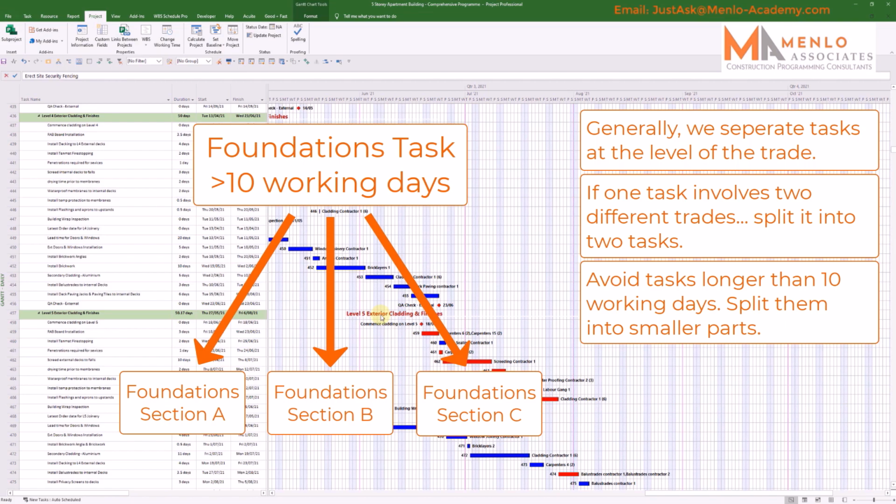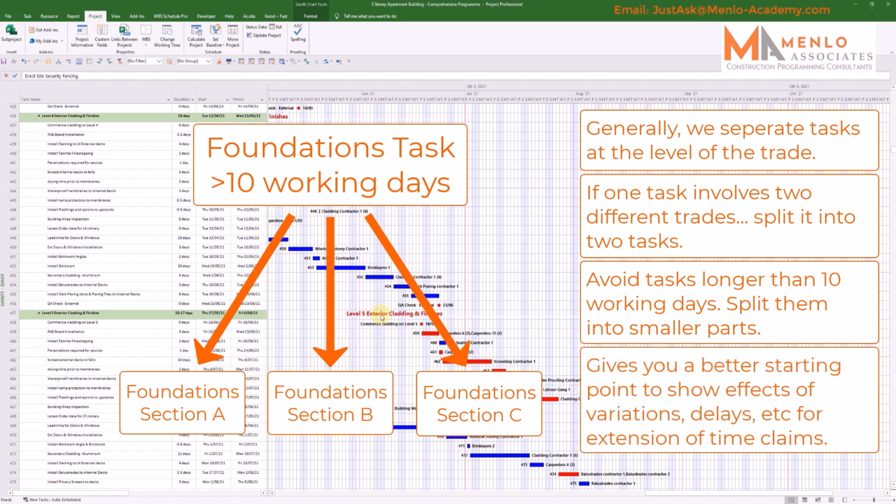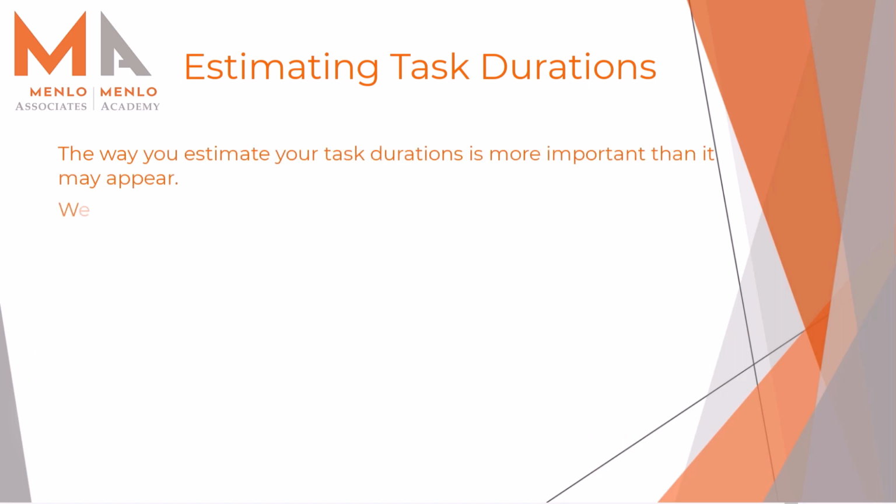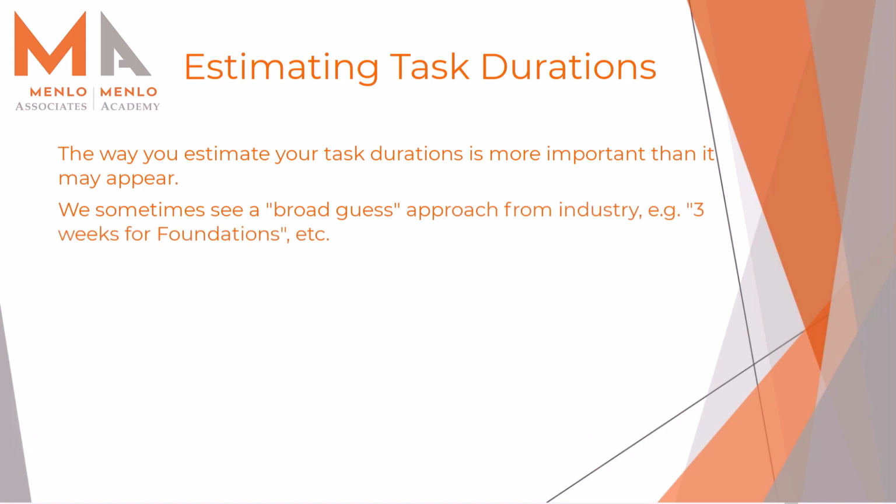Once the job is underway, this also gives you a much better staging ground to illustrate the effects on the critical path of any CIs, RFIs, or delays that occur. Another sign of a comprehensive program is the method used to estimate the durations of its tasks. The method we often see in the industry is a reliance on broad guesses, such as 6 weeks for foundations, 3 months for the structure, 3 weeks for the roof, and so on.